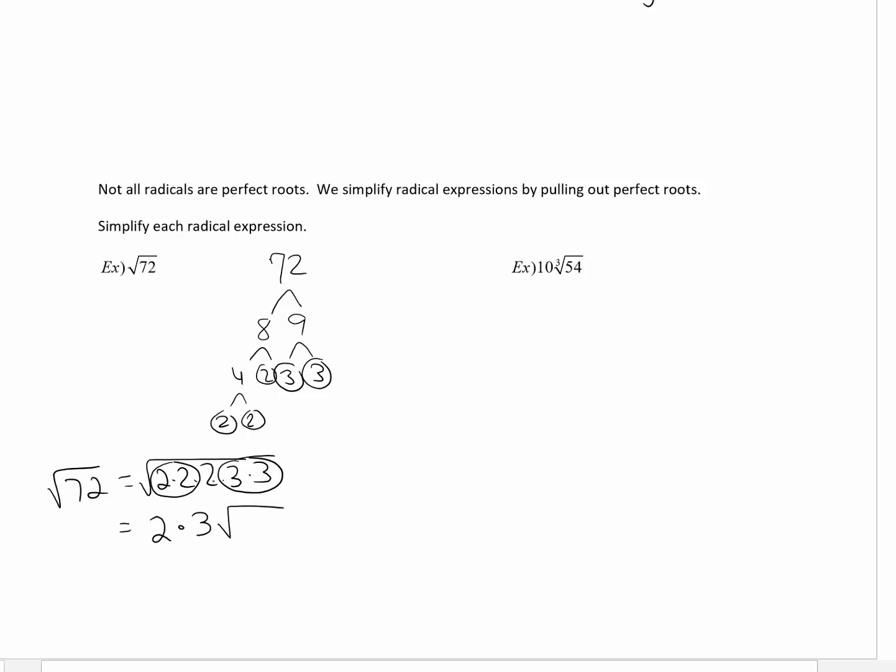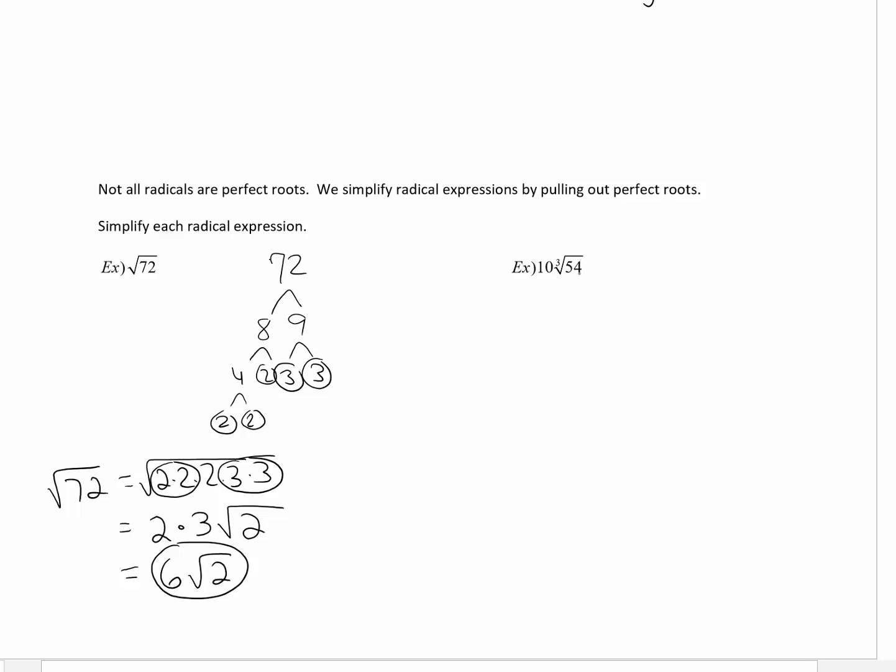I didn't do anything with this 2 here, so that goes back inside the radical. And then I take 2 times 3, and that's 6, times the square root of 2. So the square root of 72 is exactly the same thing as 6 times the square root of 2, pulling out all its perfect roots. Okay, let's do the next example then.